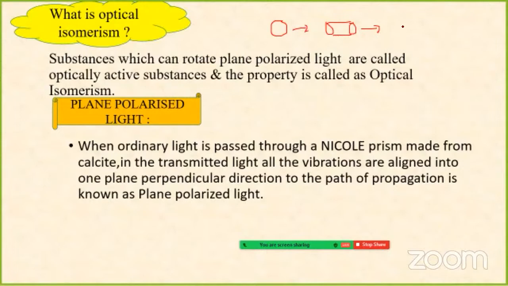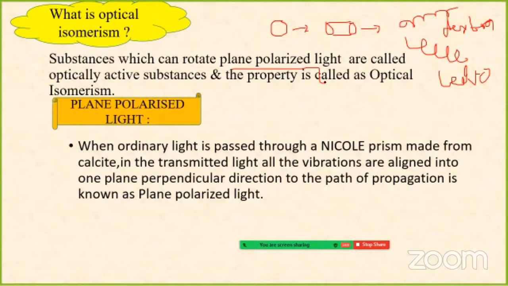If it rotates the light towards the right-hand side, that is the clockwise direction, it is dextro-rotatory. And if it rotates in the anti-clockwise direction like this, it is levo-rotatory. In that way, the compounds which rotate the plane polarized light towards the left or right side are known as optically active substances, and the property is called optical isomerism.